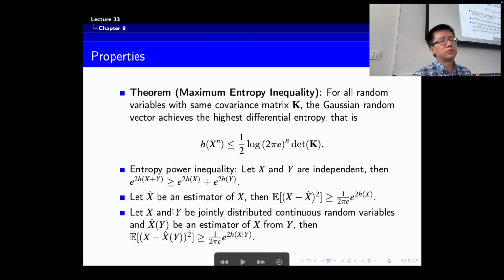Let's say we do not sample X, we observe Y, and then we estimate X from Y. So X hat is a deterministic function of Y. In this case, the mean square error will be upper bounded by this. By the way, what is the minimum mean square estimator in this case? It's a conditional expectation, exactly, the expectation of X given Y, right?